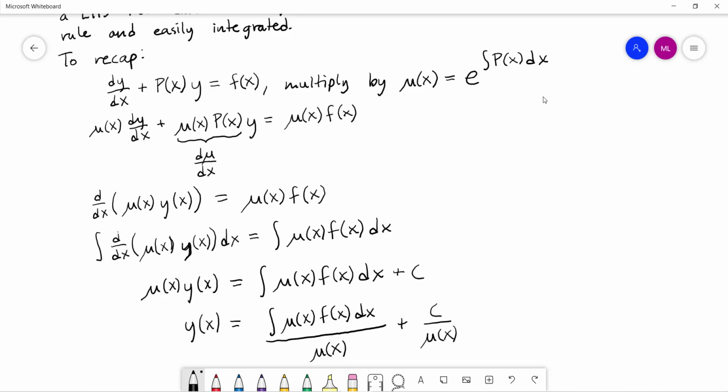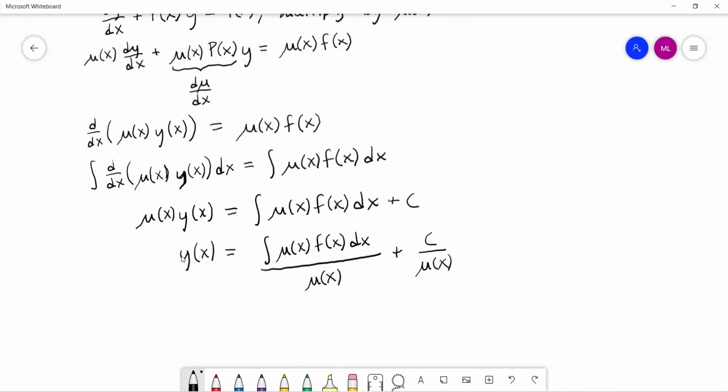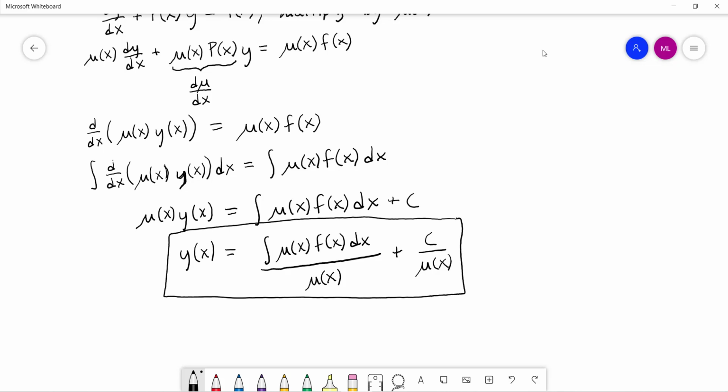But in practice, all that's important is that we've solved for y. We're not going to want to use this as a formula. So you can think of it as a formula, but don't treat this as a formula. What we're going to do instead is actually go through the process every single time we do one of these problems, and it will make a lot more sense, I think.